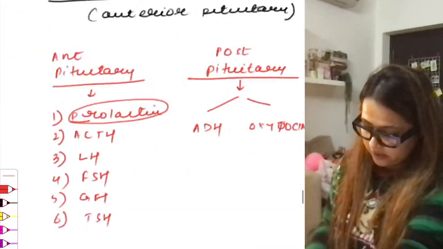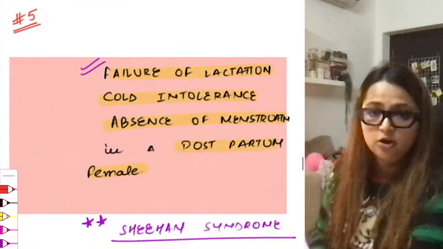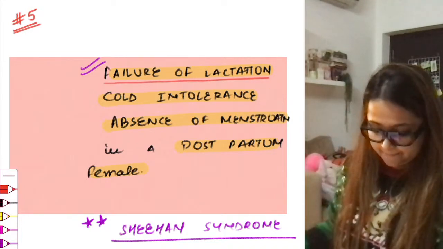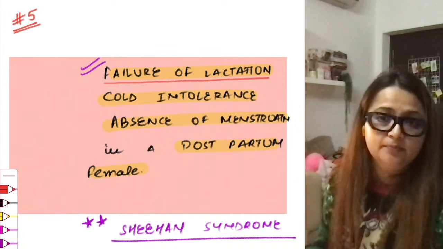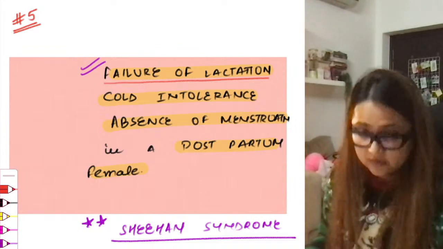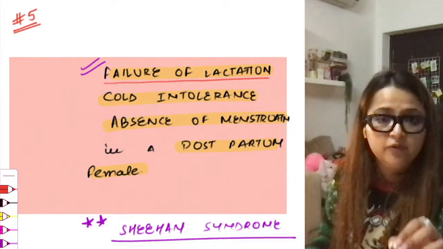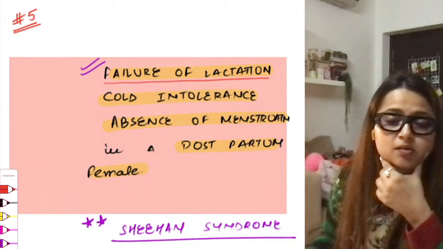So this is the reason why in this flashcard I included this type of history. Failure of lactation. What is the reason of failure of lactation in Sheehan? Now you guys will answer. Failure of lactation in Sheehan. What is the reason for that? This is one of the first presentations of a patient having Sheehan syndrome, guys. Failure of lactation. But why does that take place? What is the reason?